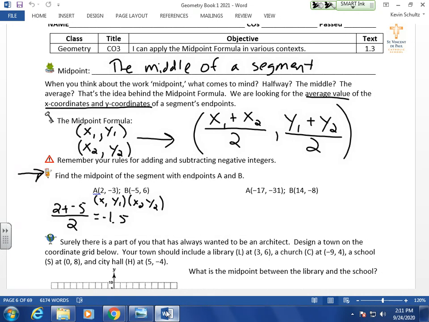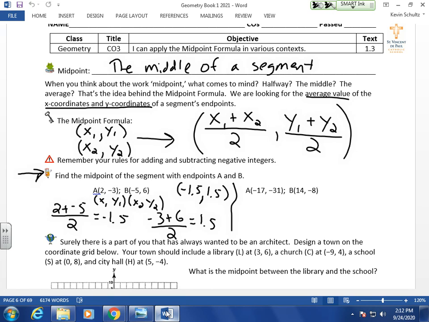Our y values added together, -3 plus 6 is +3. Divided by 2 is +1.5. So our midpoint is going to be -1.5, +1.5. Okay? And we got that by taking the average of those x values and the average of the y values. Questions on that? Does it make sense?